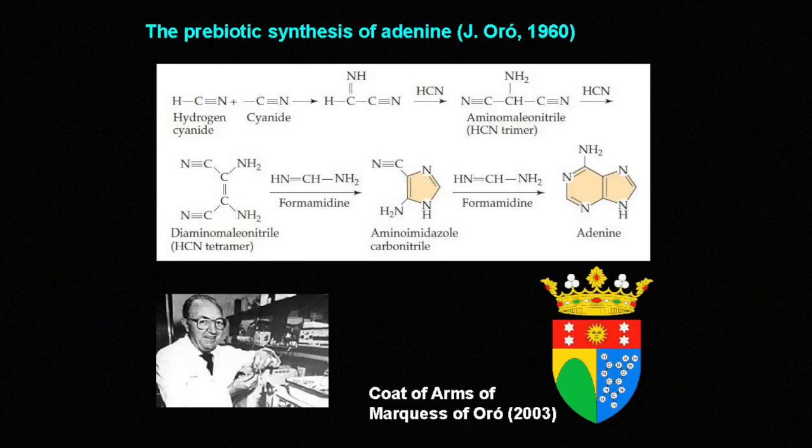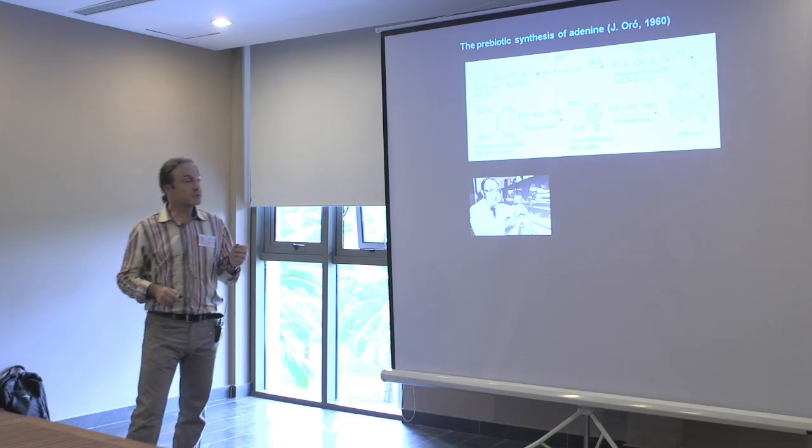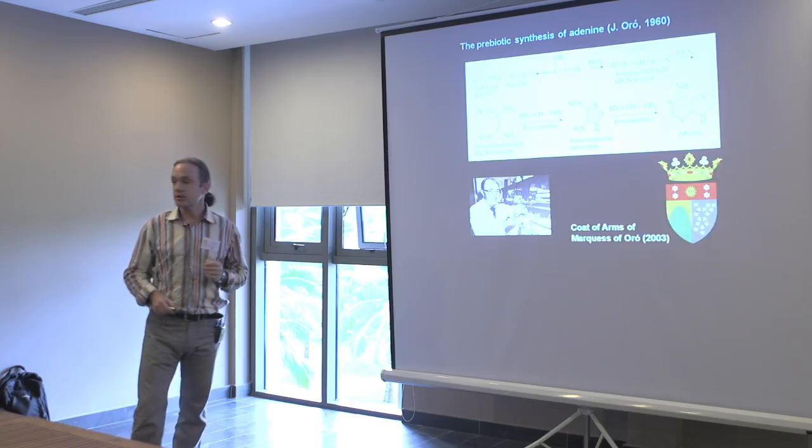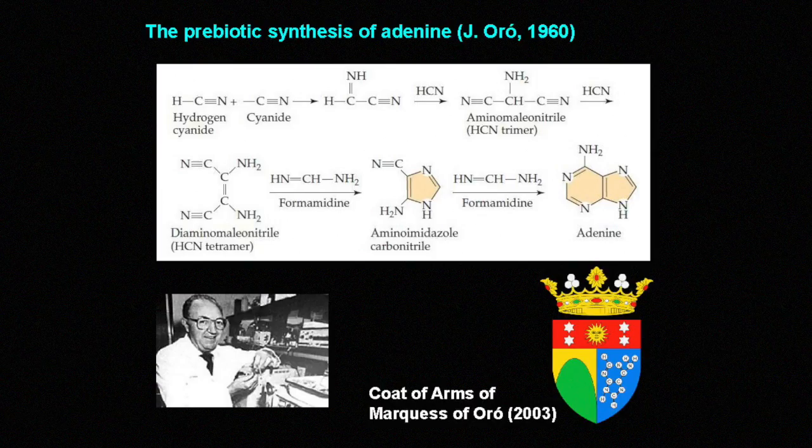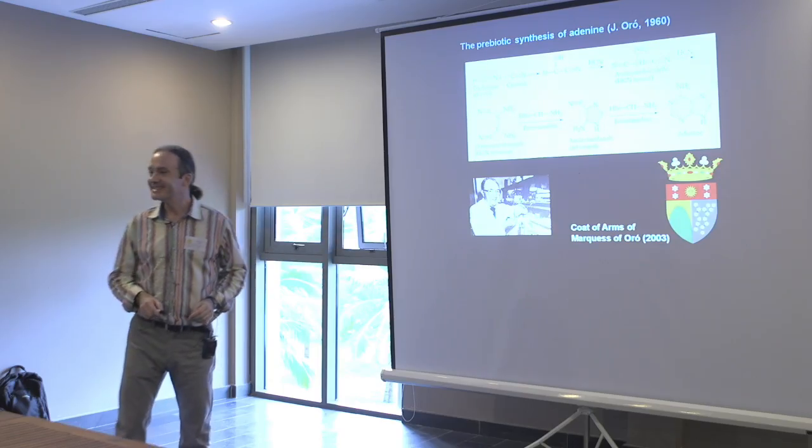Miller was, after a couple of decades, very popular in Spain, and our former king, Juan Carlos I, named him Marquess of Oró. You have to choose a coat of arms. And he decided to include some references to his wife and their children, a mount which is very popular in Catalonia, and adenine. So it's the first molecule in the history of heraldry that appears in a coat of arms. It's interesting.